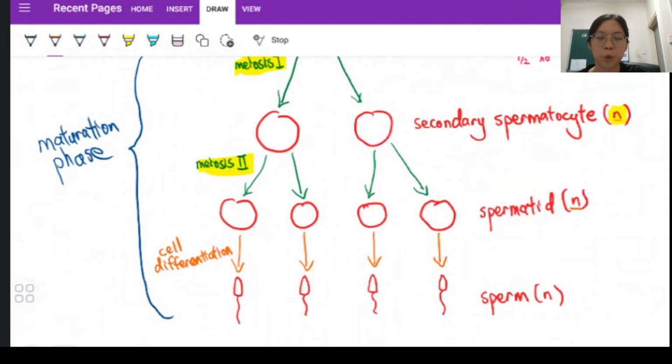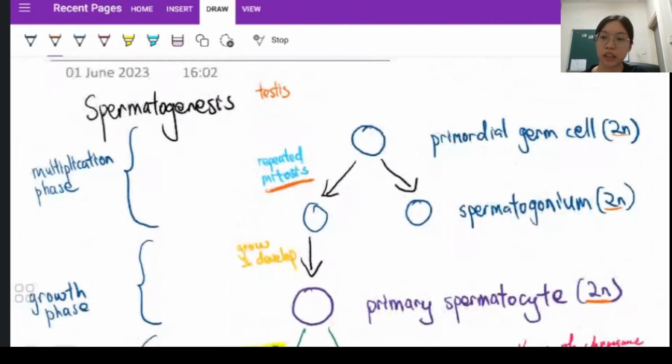circular shape, oval shape. It can't swim, so it has to undergo differentiation. It has to differentiate into the head, the tail, with mitochondria. So it has to undergo cell differentiation to form a sperm with its own specialized function to swim, right? So this is how spermatogenesis works.